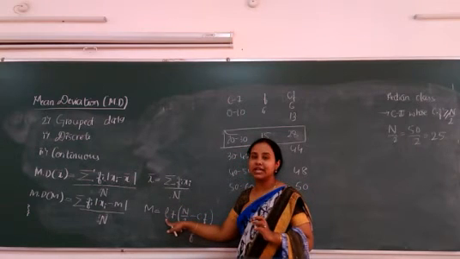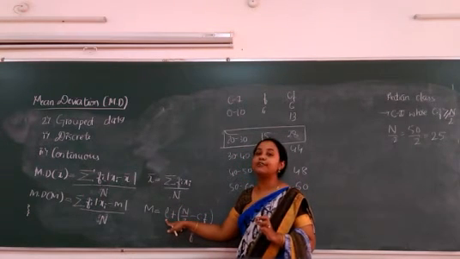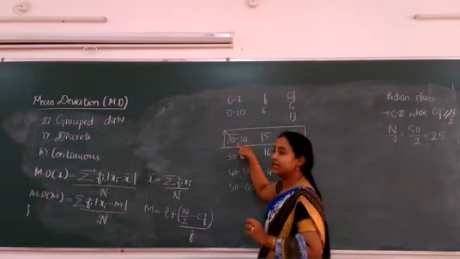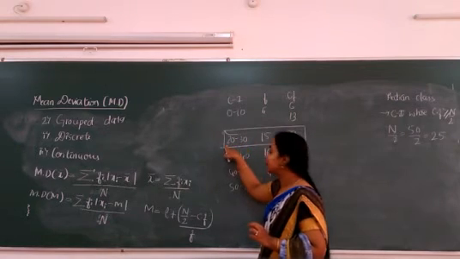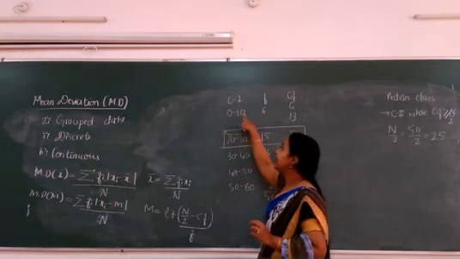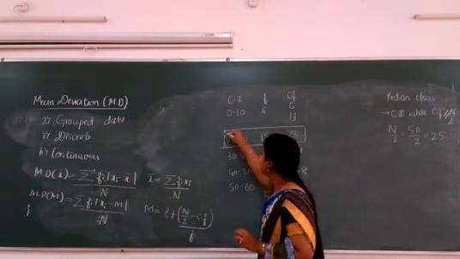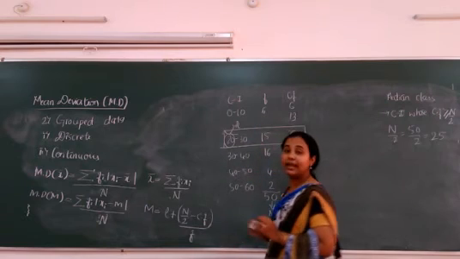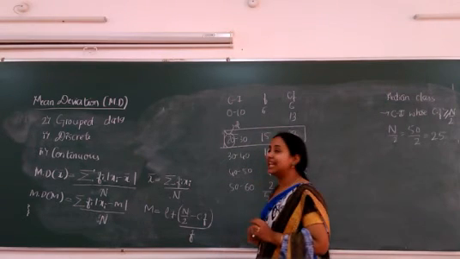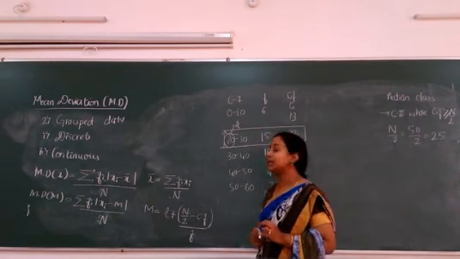Here L is written. L is the lower limit of the median class. So this is your median class. Which is the lower limit? It is 20. Always this will be the lower limit. Upper, lower, upper, lower, upper. So what is our L here? It is 20. Okay. So L is the lower limit of the median class.